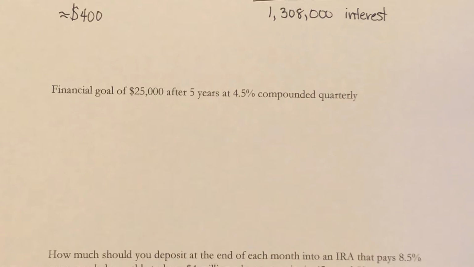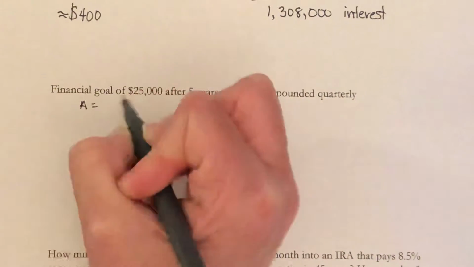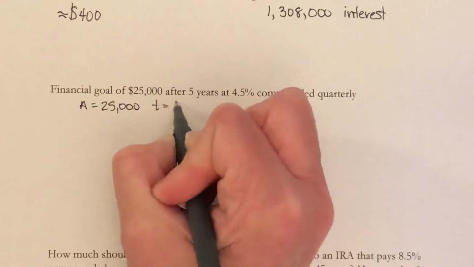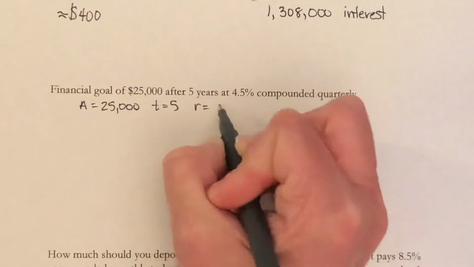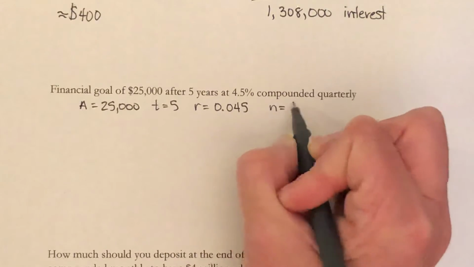Okay, so if our goal is $25,000 after 5 years at 4.5% compounded quarterly, so our A value is $25,000, our T value is 5, the rate is 0.045, and our N value is 4.